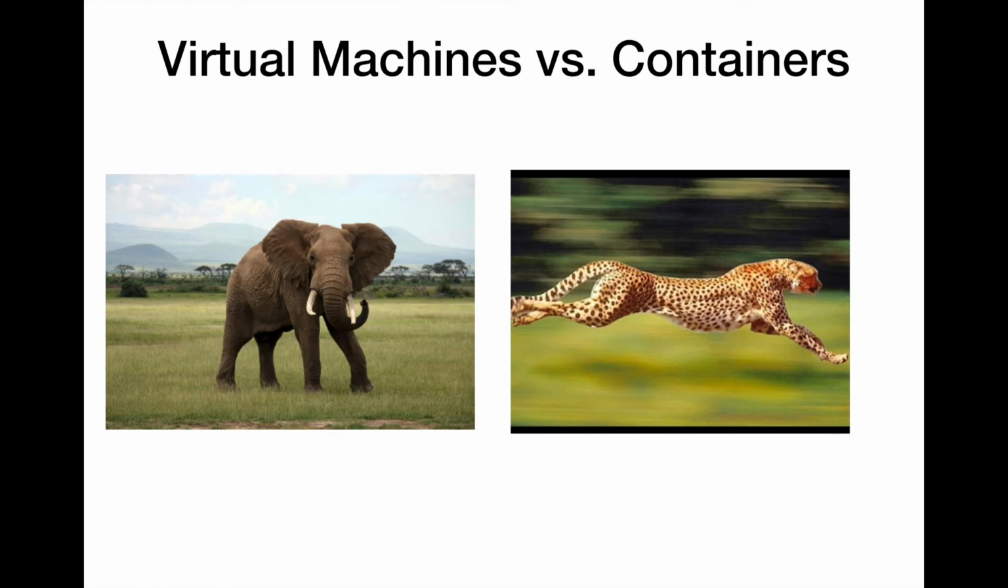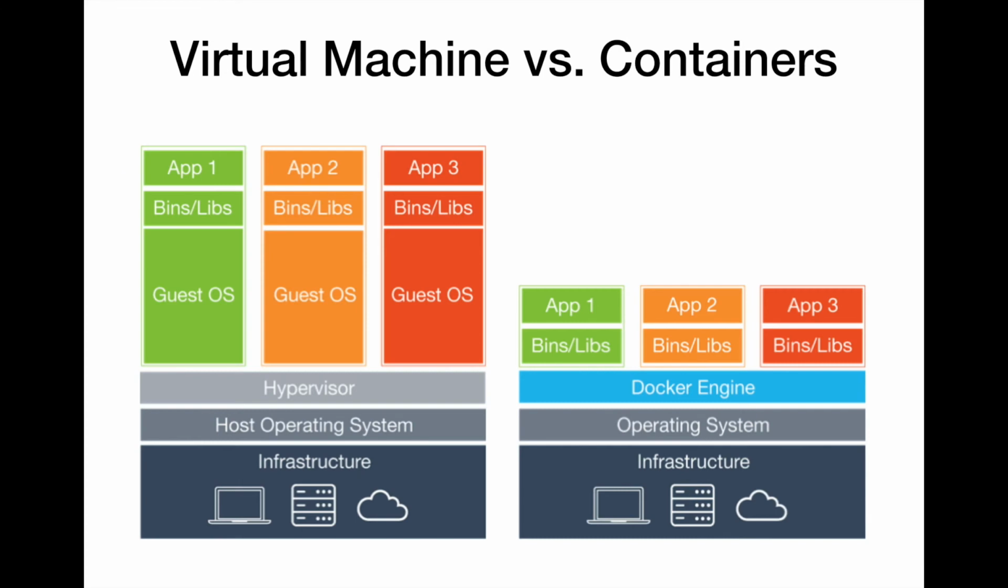So I would compare a virtual machine to an elephant, which is huge in size and it moves slowly. It takes time to do certain things, versus containers comparable to a cheetah, which is very lean and efficient. It runs fast. So this is just to give you an idea of what a virtual machine is and how a container behaves and looks like. Here in this picture we have a stack of virtual machines on the left hand side and the stack of containers, Docker containers, on the right hand side.